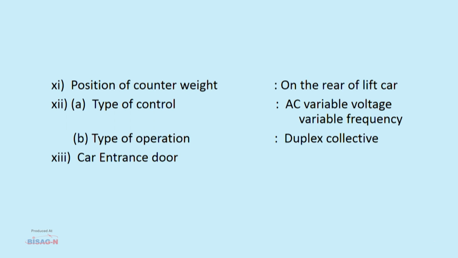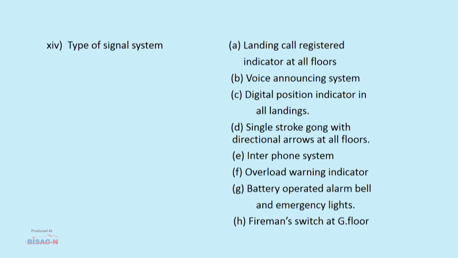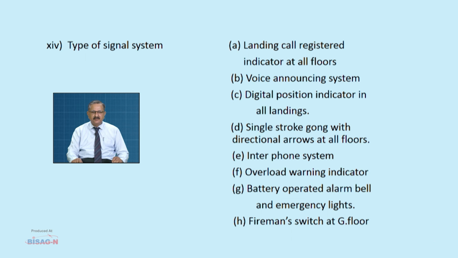Type of control. Type of operation. Car entrance door. Type of signal system. Landing call registered indicator at all floors. Voice announcing system. Digital position indicator in all landings. Single stroke gong with directional arrows at all floors. Interphone system. Overload warning indicator. Battery operated alarm bell and emergency lights. Fireman switch at ground floor.